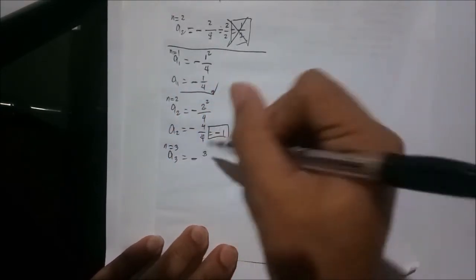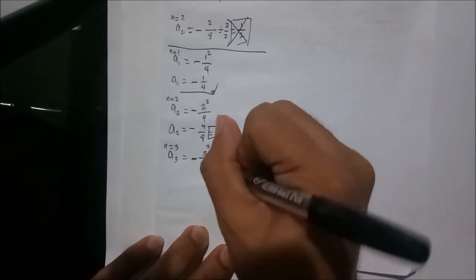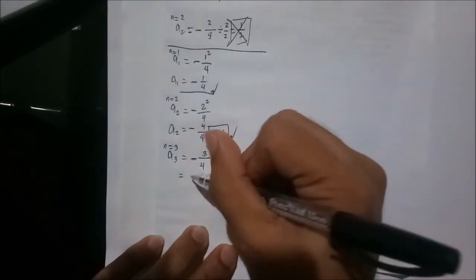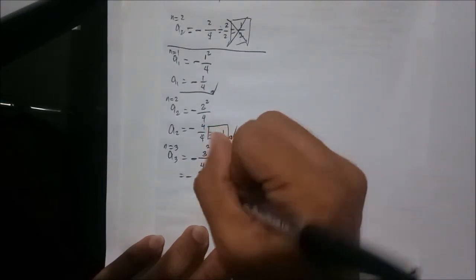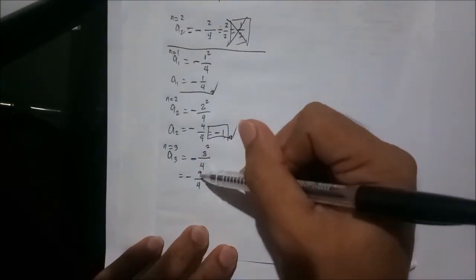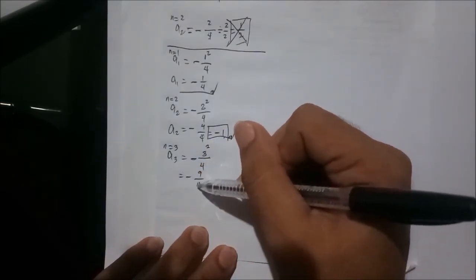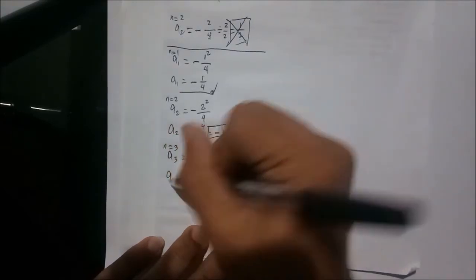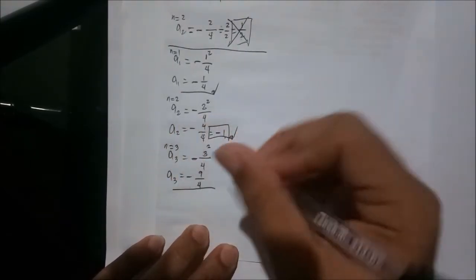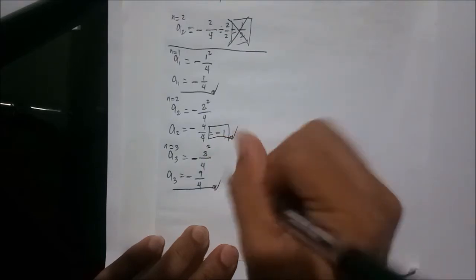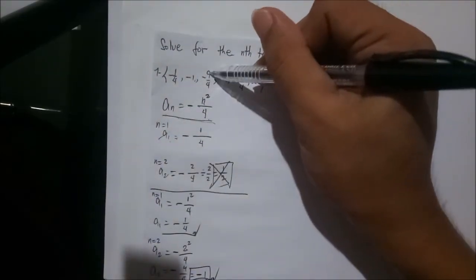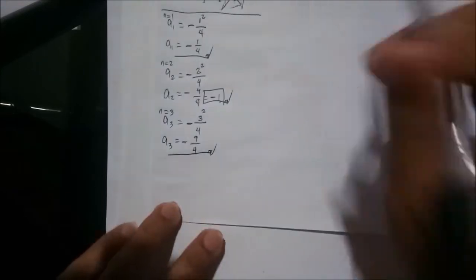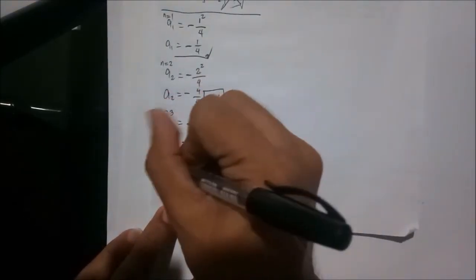Now proceed to a sub 3, n equals 3. Negative 3 to the power of 2 over 4 is 9 over 4. Can you simplify 9 over 4? No. So a sub 3, the third term, is correct, because negative 9 over 4 from the given is negative 9 over 4. So correct.